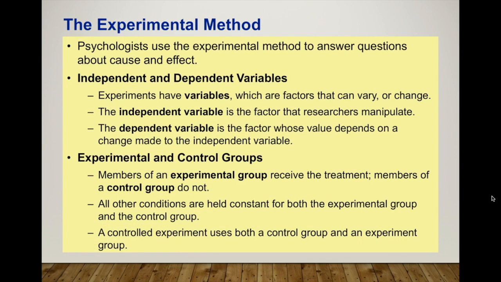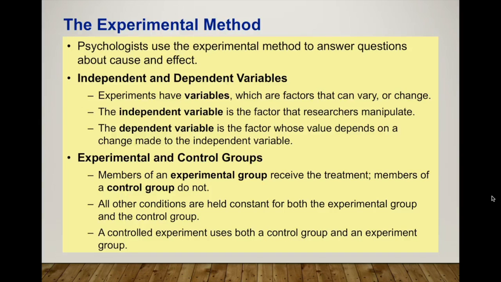Psychologists use the experimental method to answer questions about cause and effect. Experiments have variables, which are factors that can vary or change. The independent variable is the factor that researchers manipulate. The dependent variable is the factor whose value depends on a change made to the independent variable.